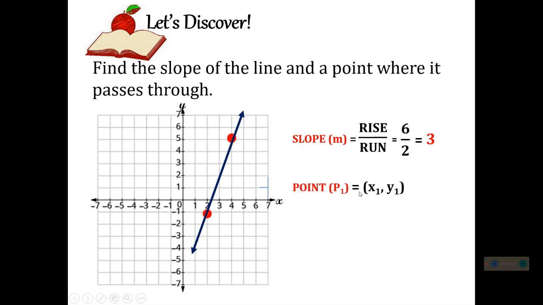So our point 1 will be x sub 1, y sub 1. So for you to solve that easily later, let us just use the positive number. So, let us have this point. What is the ordered pair that describes this point? Yes, so we have here 4, 5 because it is on the first quadrant. So, it means they are both positive.